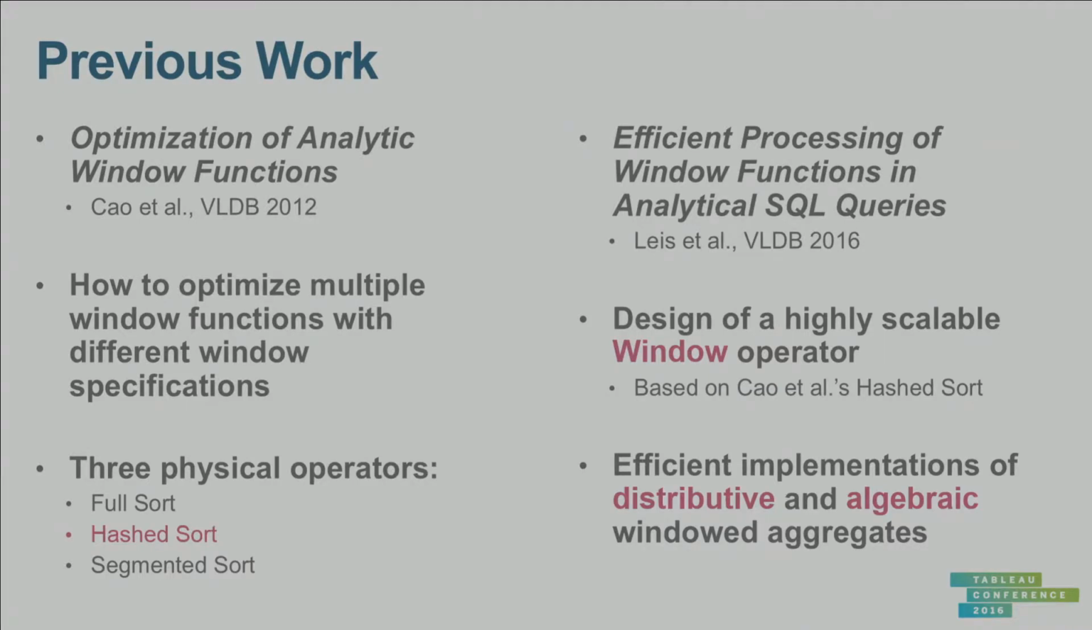The second paper was presented by the Hyper group about a year ago, and it was about how you go and implement this sort of operator and do efficient computation of the actual functions involved. So they designed a highly scalable window operator based on the hashed sort from the previous work. And they provided some very efficient implementations of distributive and algebraic windowed aggregates. And these are already in Hyper.